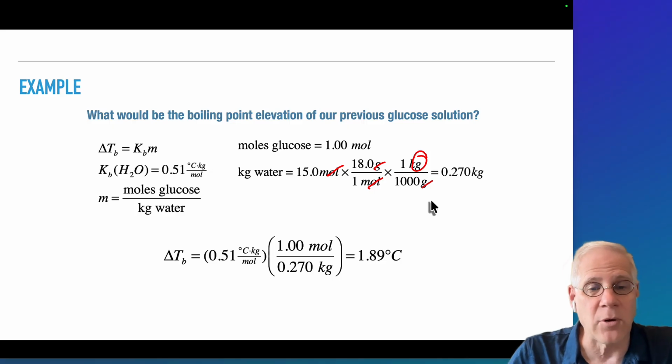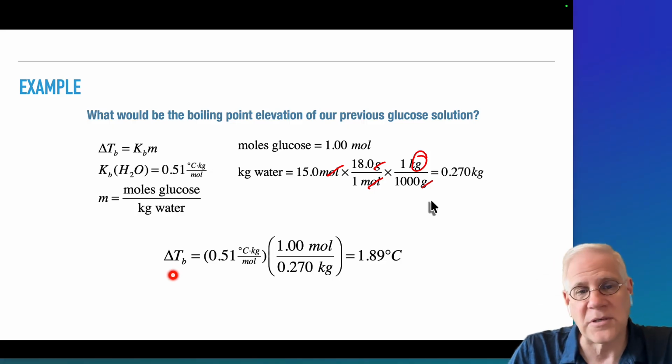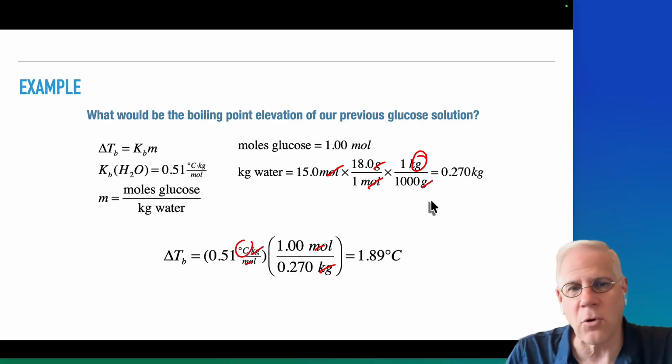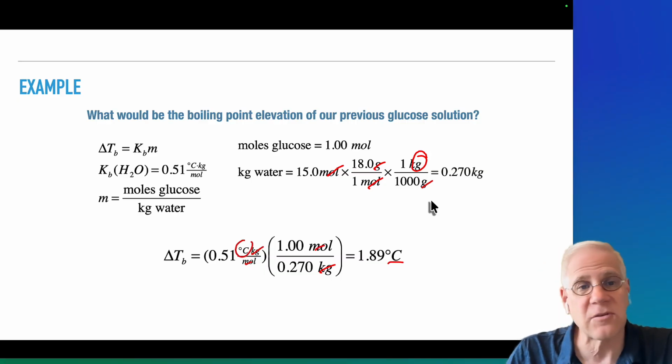At that point, we have all the data we need. So our delta TB is equal to 0.51 degrees Celsius kilograms per mole times our molality, 1 mole of our solute per 0.270 kilograms of solvent, and that gives us 1.89 degrees Celsius. Again, we can look at our units. Our kilograms cancel here, our moles cancel here. It leaves us only with degrees Celsius, and that's the unit we want because we're looking for a temperature.